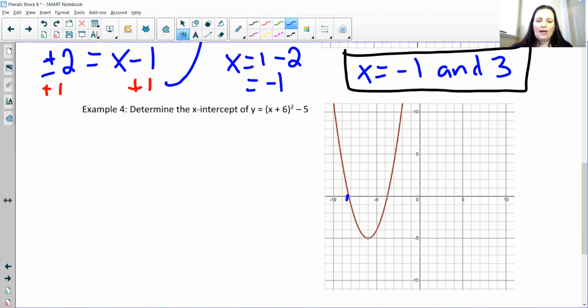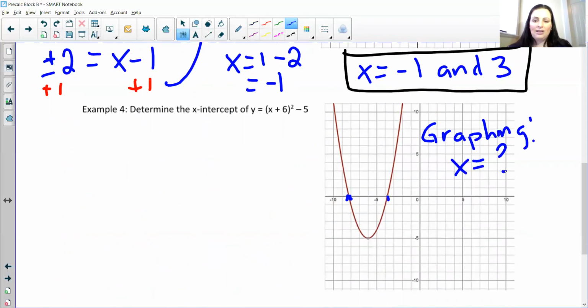So if you try to do it by graphing, you would have noticed that these x-intercepts, you can't really tell by graphing. So by graphing, x equals, I don't know, it's somewhere around negative 3.8-ish. And I would say around negative 8.2-ish, around there. And that's me guesstimating just by looking at it.